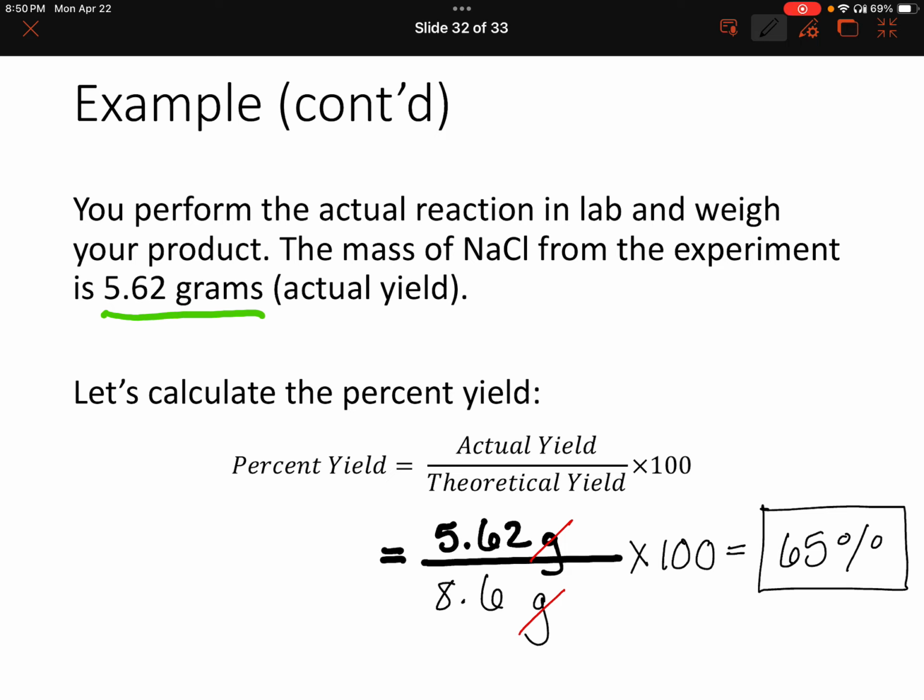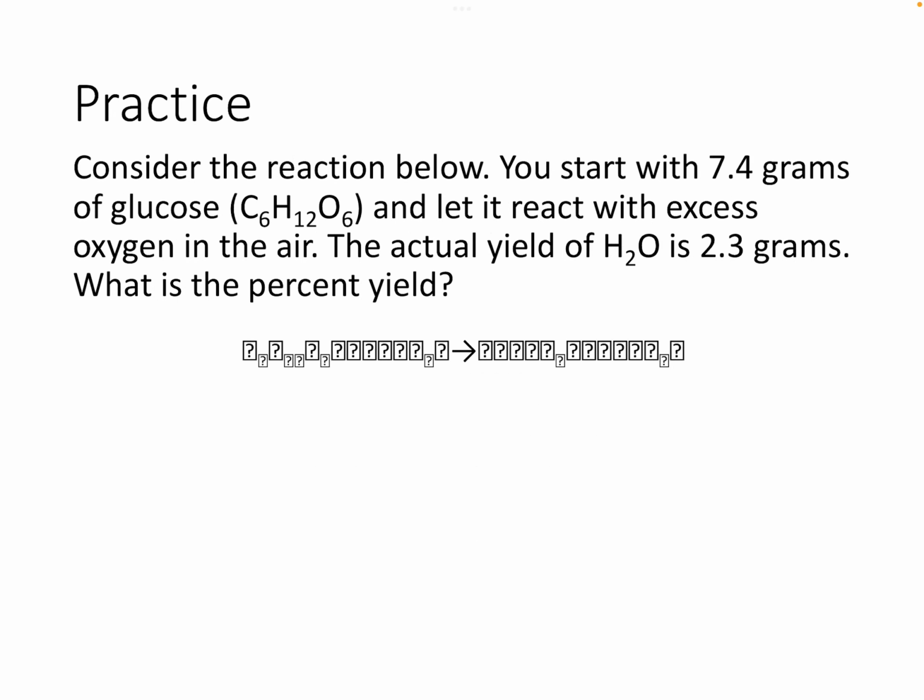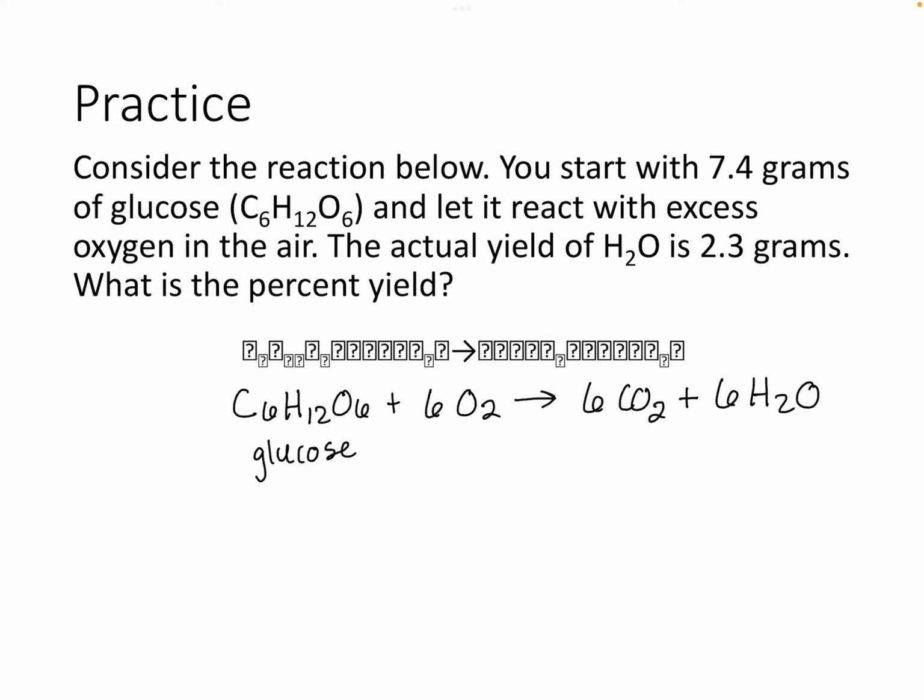Okay. Let's do one more problem. Oh no, the reaction didn't show up on this slide. I'll rewrite it down below here. So C6H12O6, which is glucose, is reacting with 6 moles of oxygen to produce 6 moles of CO2 and 6 moles of H2O.